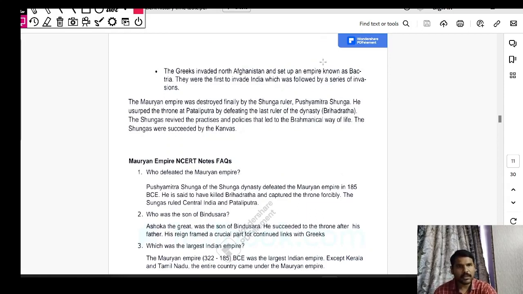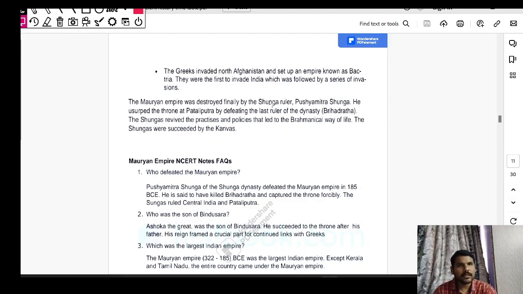The Greeks invaded North Afghanistan and set up an empire known as the Bactrian Empire. They were the first to invade, as we already saw during Alexander, and there was a series of invasions. Even later, during the Delhi Sultanate and before, Mir Qasim, Muhammad Ghazni, Muhammad Ghori, they all came through this northwestern frontier. So proper precautions were not taken.